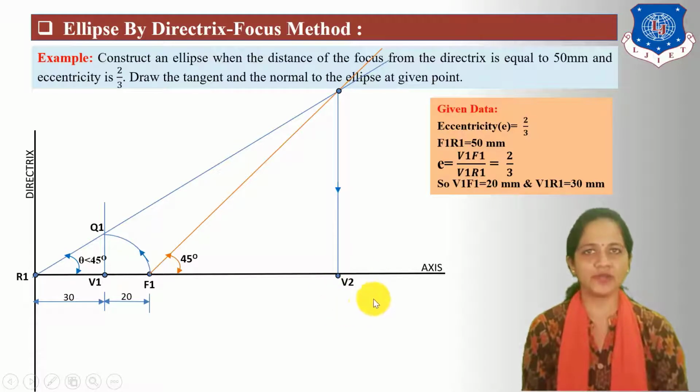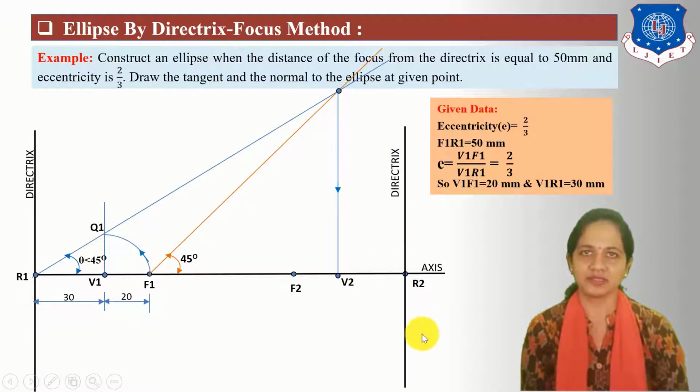Now from the V2 vertex point, locate the F2 and R2 points as per eccentricity E equals 2 by 3. So locate the F2 point: take the distance of V2 and F2 equal to 20 mm. Locate the R2 point: take the distance of V2 and R2 as 30 mm, and from the R2 point draw the directrix.